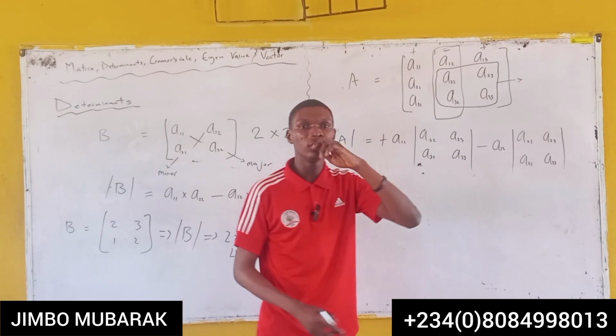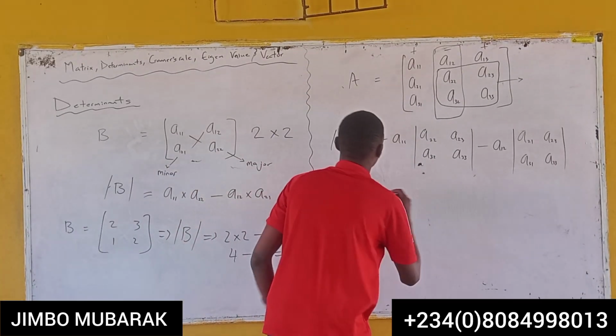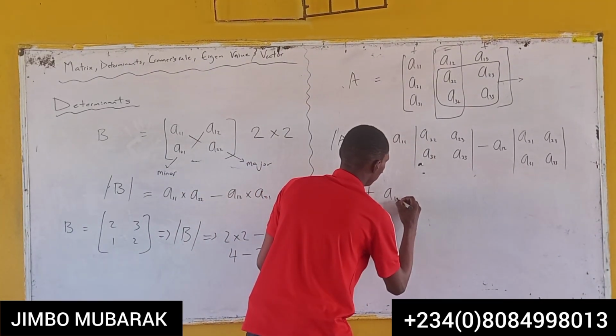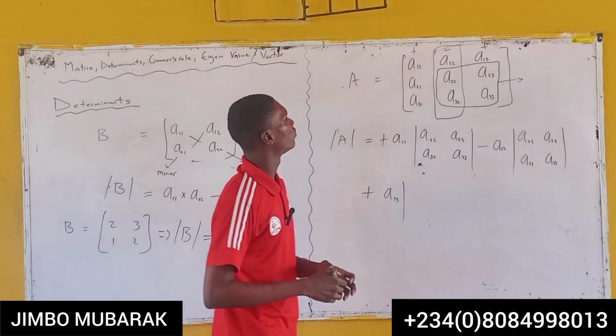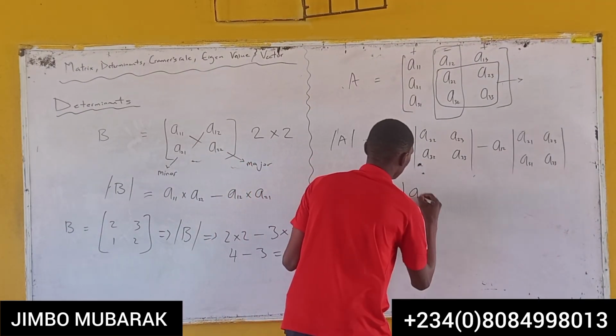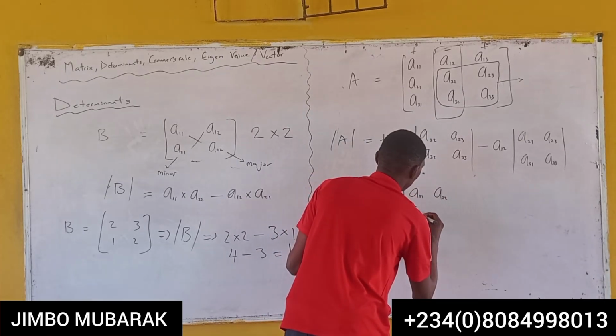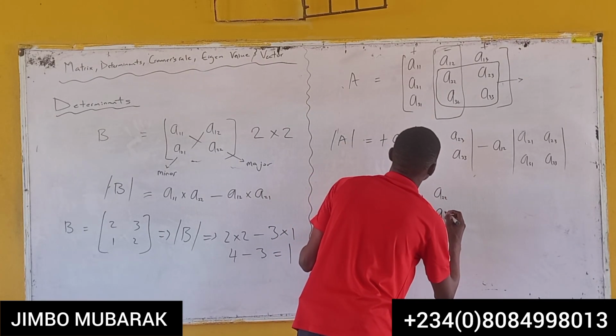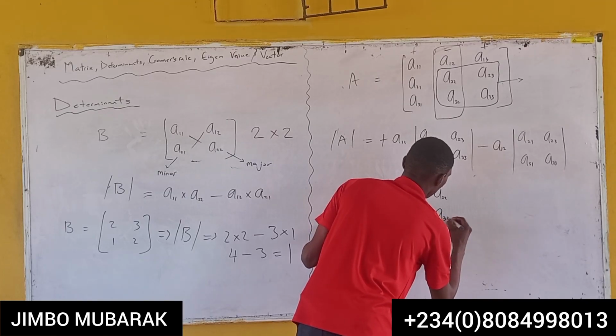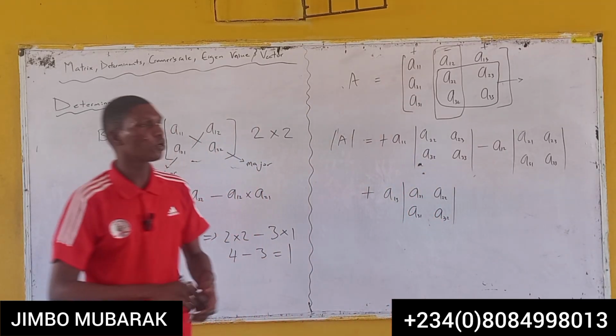So what's the next step? A13. That will be plus A13. Then what will be our minor? A21, A22, A31, A32.